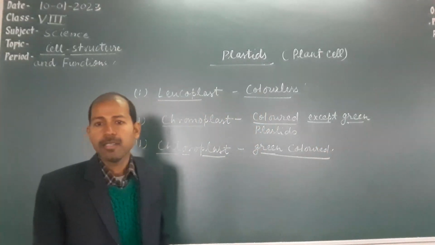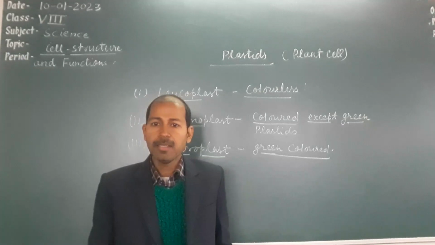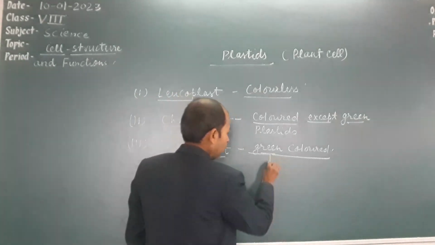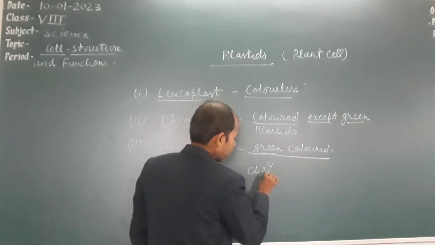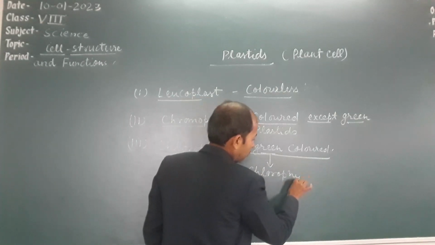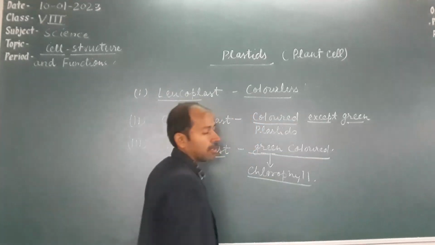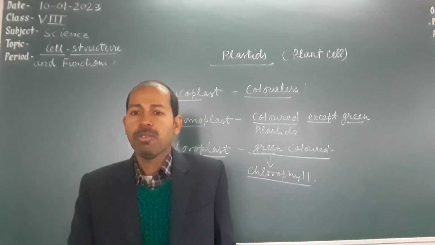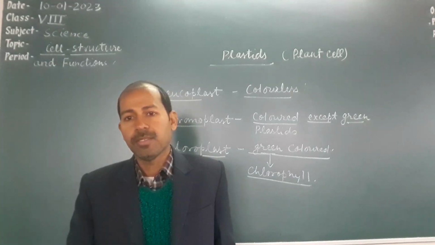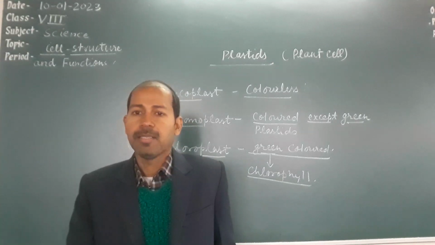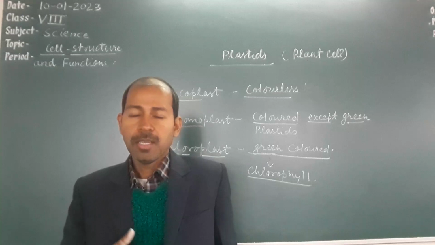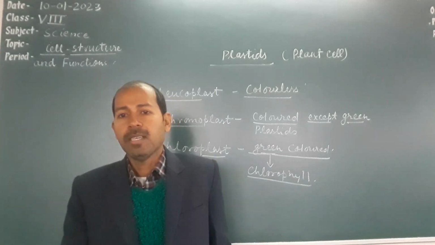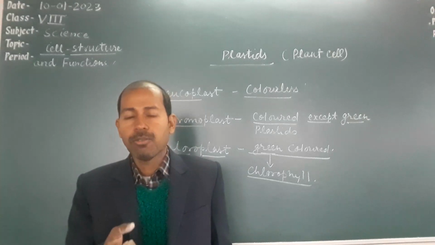it is green due to the presence of chlorophyll. And you know that chlorophyll plays a major role in photosynthesis of plants, and you know about the process of photosynthesis, which always takes place in the presence of sunlight and chlorophyll.